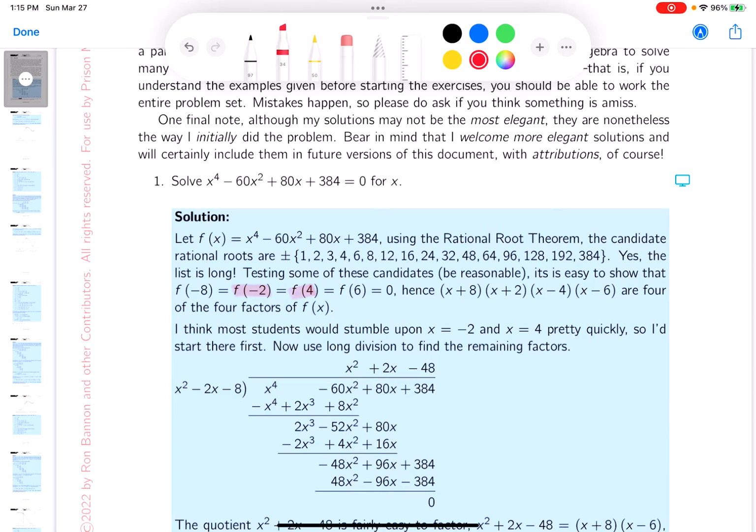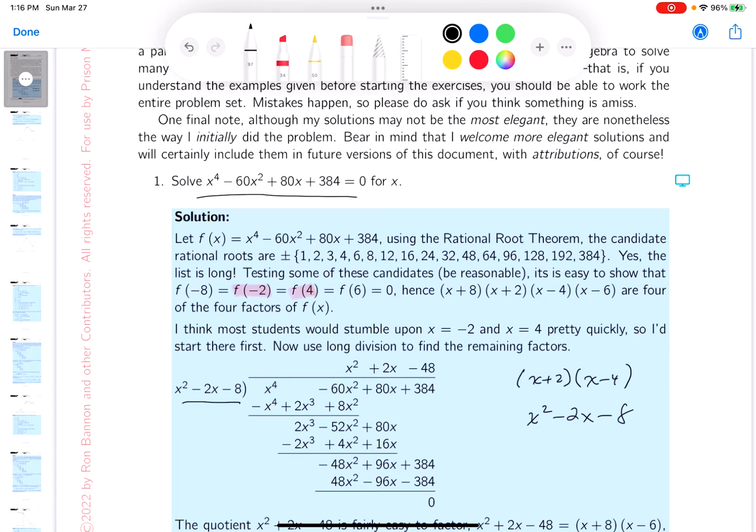That's where I'd probably stop. What I mean by that is I'd simply say I'm going to long divide and get a quadratic out of it. So let me point out what I mean. I would look at this and say, oh, gee, x plus 2 must be a factor, and x minus 4 must be a factor. That is, if f of minus 2 is 0 and f of 4 is 0, those must be factors. So then I would look at x squared minus 2x minus 8, and I would divide it into that.